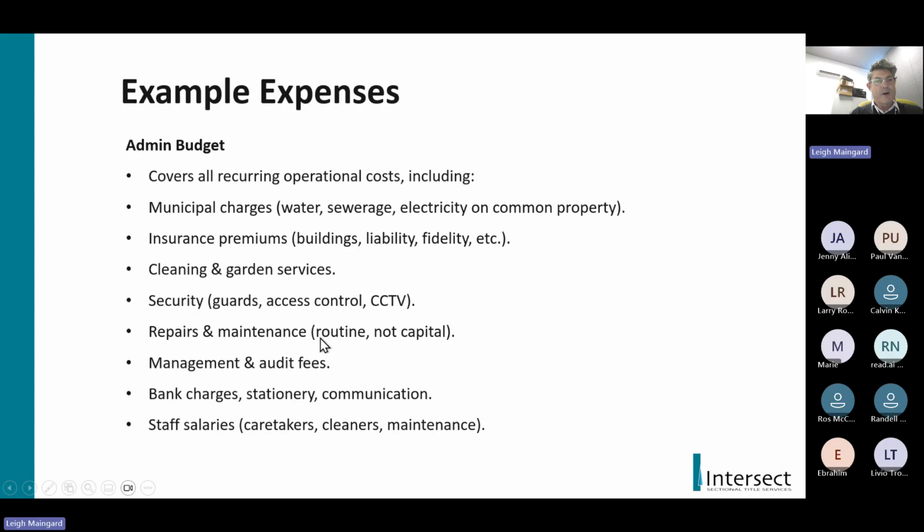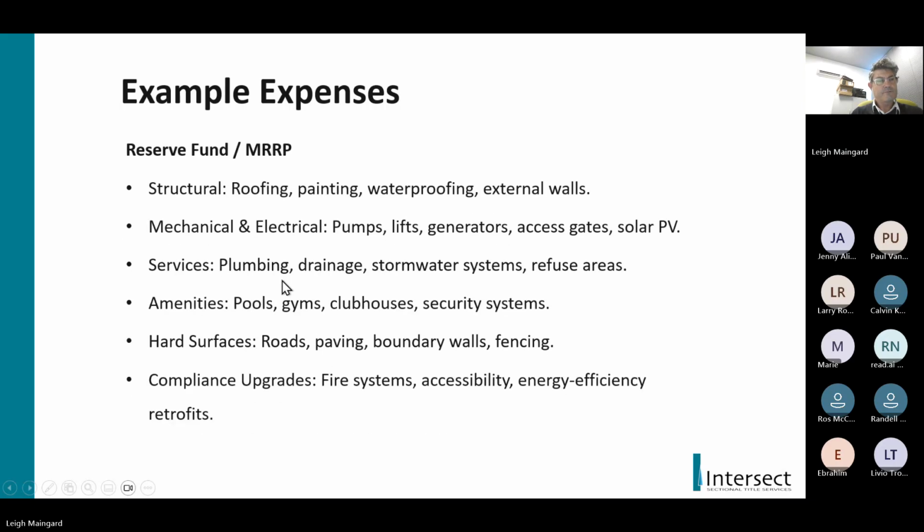Although obviously you're budgeting for routine repairs and maintenance items, there certainly will be expenses or opportunities where the body corporate may need to spend money on something that they have not planned for. Management and accounting fees, audit fees as well, bank charges, stationery, communication, and then obviously staff salaries. That is if the body corporate employs staff themselves.